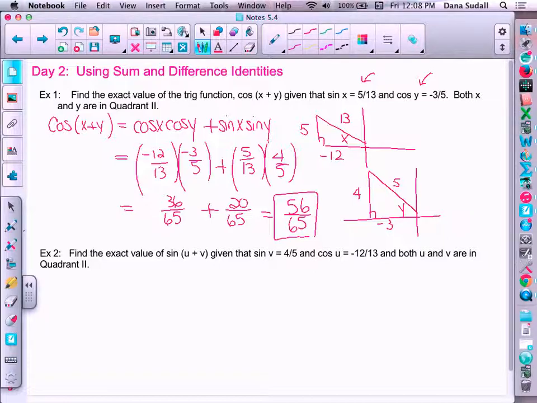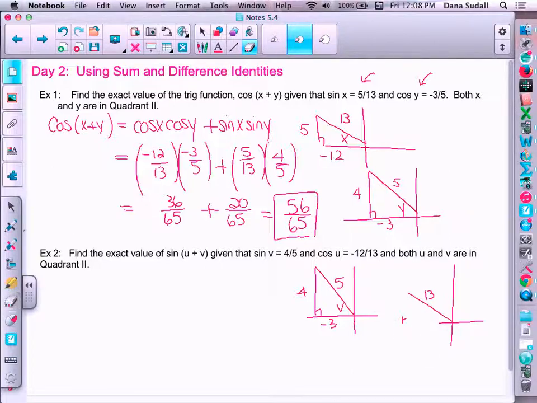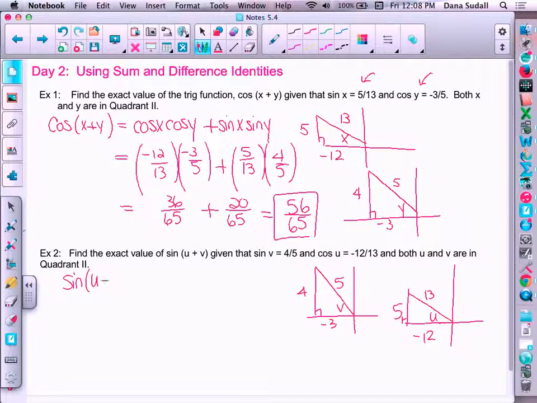Okay, so if you look at the next one, the same idea here. We'll draw the triangles for angle U and V. And these are both in the second quadrant again. So angle V is 4 over 5, which means that side would be negative 3. That's angle V. And angle U, they told me that the cosine is negative 12 over 13, which means this side would be, oops, I got that backwards. Try this again. So this is negative 12 and 13, and this side would be positive 5, and this is angle U. And they want to know what's the sine of U plus V.